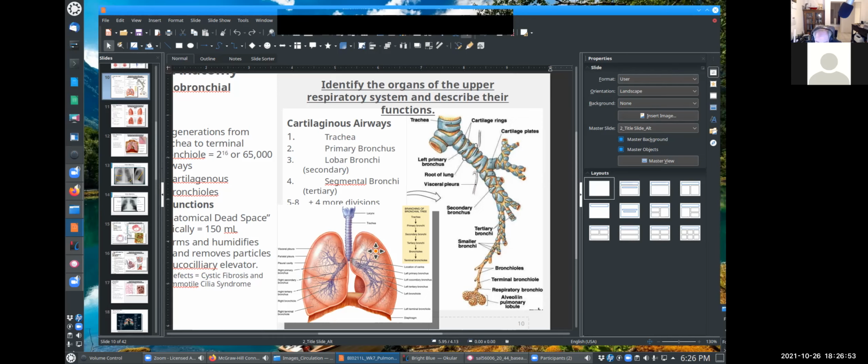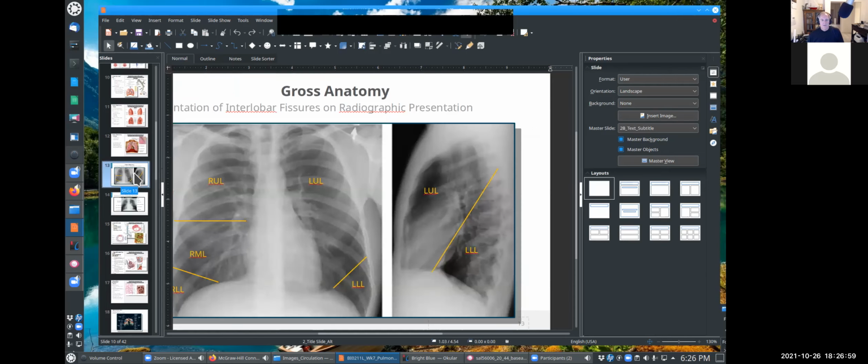Two lobes. So it's got a superior upper lobe and a lower lobe. Let me go back here and look at the chest x-ray. You've got upper lobe, lower lobe, or again, the book calls it superior and inferior. And the right lung has three lobes: upper, middle, and lower.